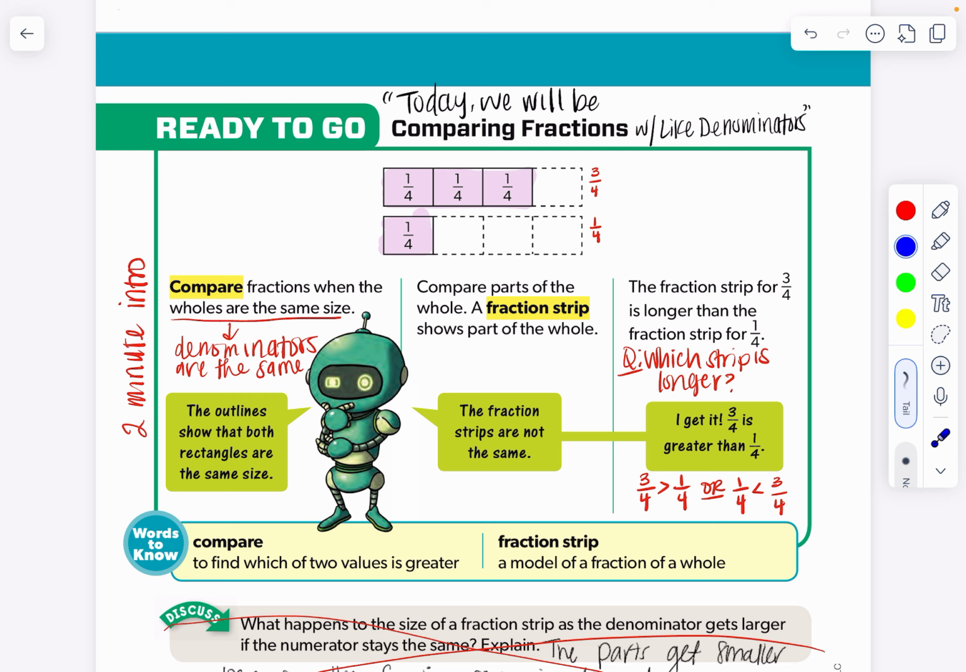This is important because later on in the lesson, students will get a question that asks them which fraction is the lesser fraction.